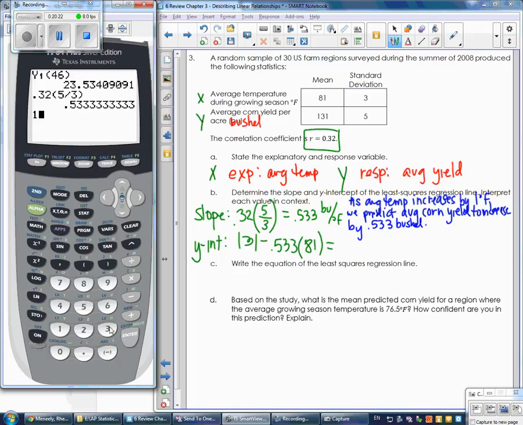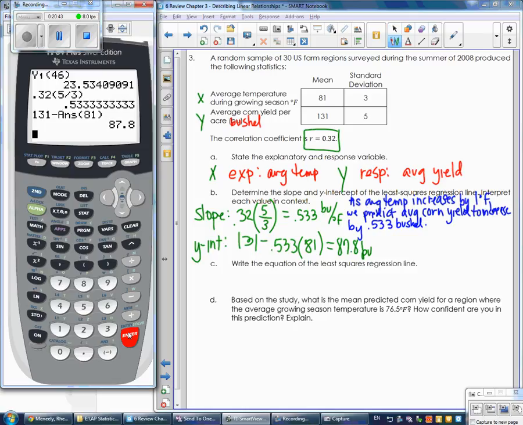So I'm going to do 131 minus, I'm not going to want a rounding error, so I'm going to hit second answer, and that'll call up my previous command, times 81, and that'll give me 87.8. That's a y value, so that corresponds to bushels.